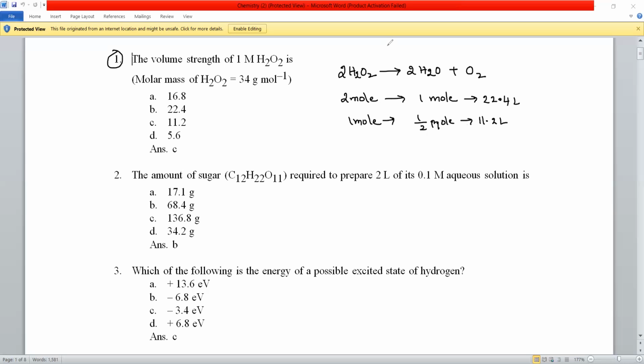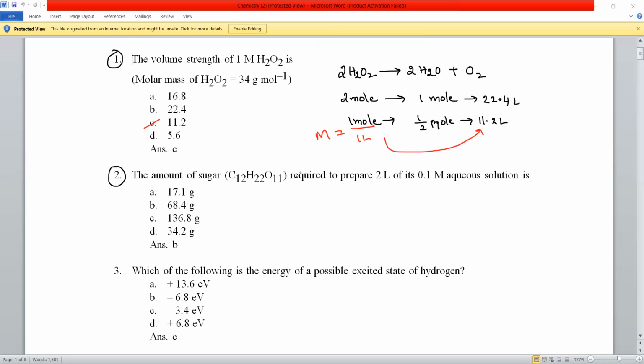So 1 mole of H2O2 present in 1 liter, this is molarity, right? This is molarity that can produce 11.2 liters of oxygen. So the answer should be C, the correct one. Next, question number 2, students.